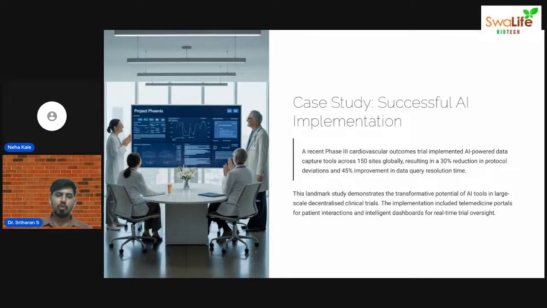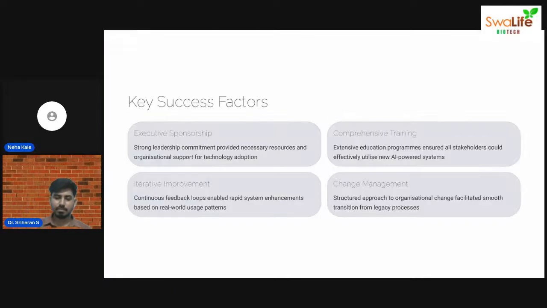Then how to achieve it by implementing AI in the trial. Key success factors. First, executive sponsorship. So we need stronger leadership. Without strong leaders and stakeholders, we cannot achieve it. Comprehensive training: giving comprehensive training to the concerned patients and the concerned staff. So we want to achieve comprehensive training.